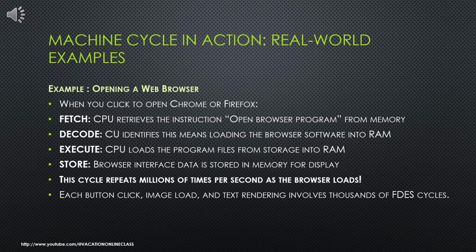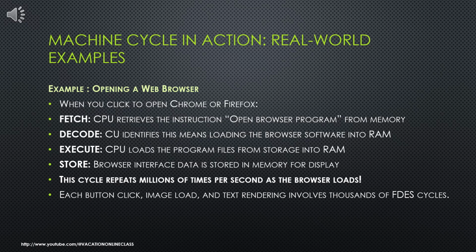Let's walk through the act of opening a web browser as our primary example. The sequence you see on the slide happens in millions of cycles per second. Fetch. When you double click that icon, the CPU first retrieves the instruction, open browser program, from the system memory.